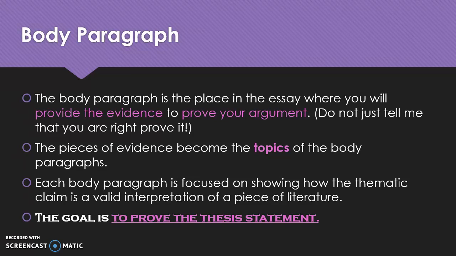You just can't tell me, Shakespeare showed in Romeo and Juliet, love leads to loss. You can't just tell me that. You got to prove it. How do you know this? What did you see in the text? What did you see from the characters? What did William Shakespeare show in his writing? How did he show that?